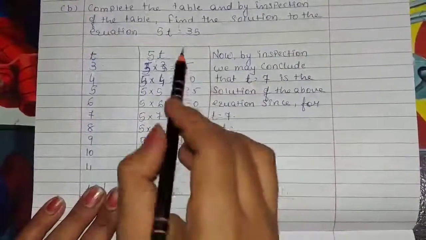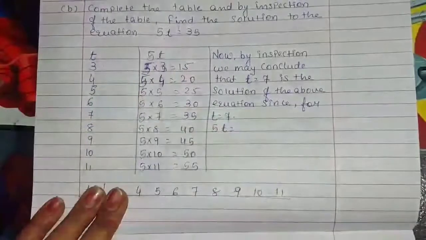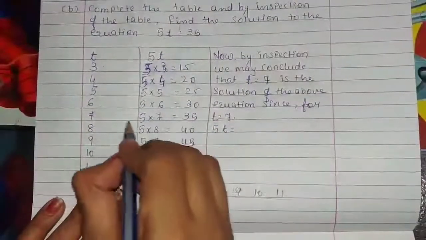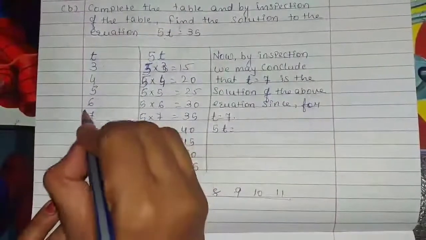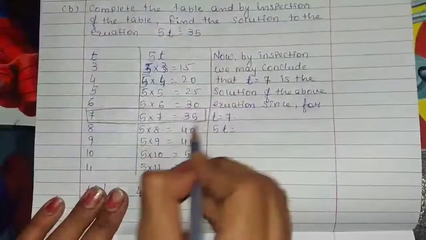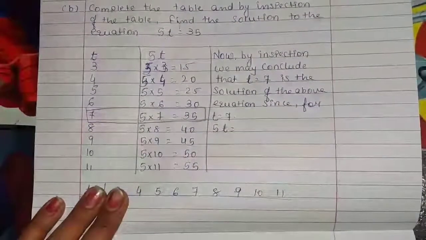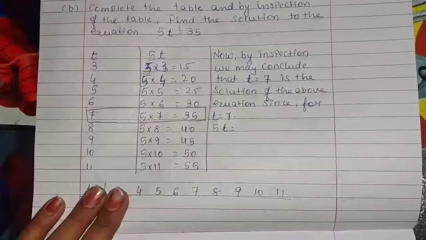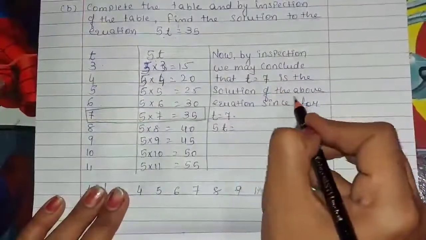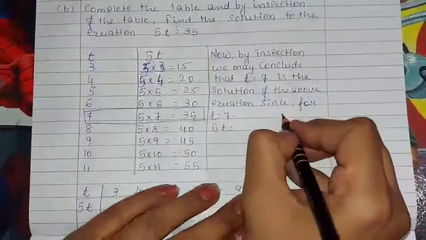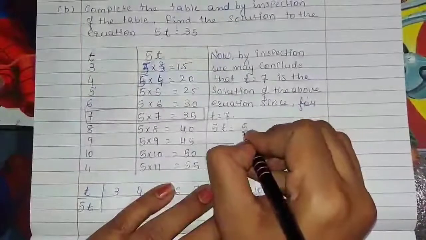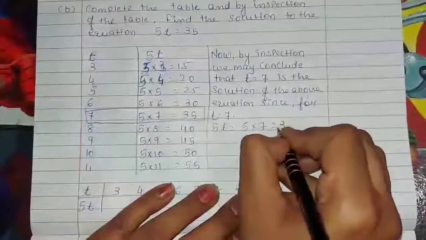Now, what is asked in the question is which solution satisfies 5t equals 35. For which value are we getting 5t equals 35? 5 multiplied by 7, so for t equals 7. Hence we write the answer: by inspection we conclude that t equals 7 is the solution of the above equation, since for t equals 7, 5t equals 5 multiplied by 7 equals 35.